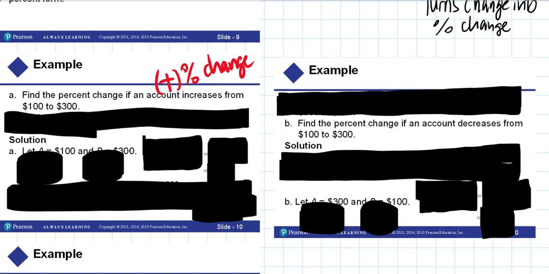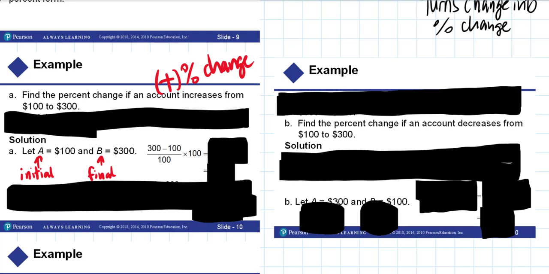So let me see. It says let A equal $100. Well, that's my initial amount. And B equal $300. That's my final amount. I still have their formula written down.